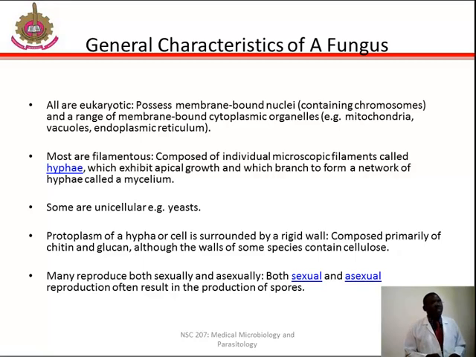fungi are filamentous. They are composed of individual filaments which are used for locomotion. Some of them are unicellular in nature, especially the yeast we commonly know. Protoplasm of a fungal cell is surrounded by a rigid wall, composed primarily of chitin and glucan. Many of these fungi reproduce sexually, and many of them reproduce asexually.